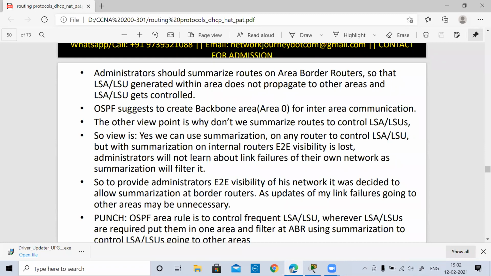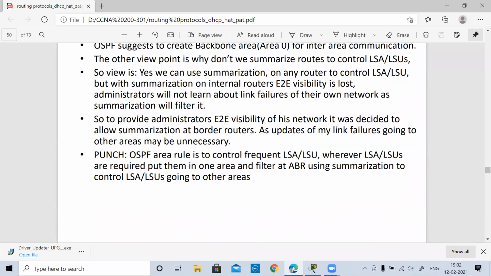So the punch line is that the OSPF area rule is basically to control the frequent link state advertisements or link state updates. Wherever link state advertisements are required, put them in one area and filter at the border router using summarization. This is simple, and in one or two lines you can explain why you need an area: basically to control the frequent updates.